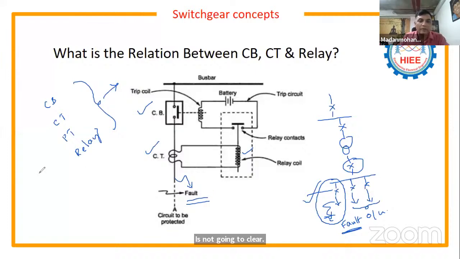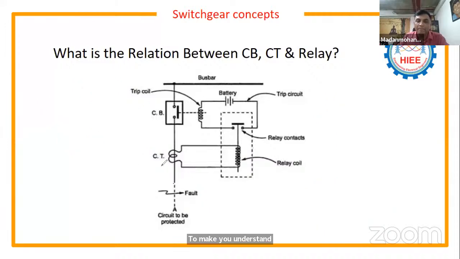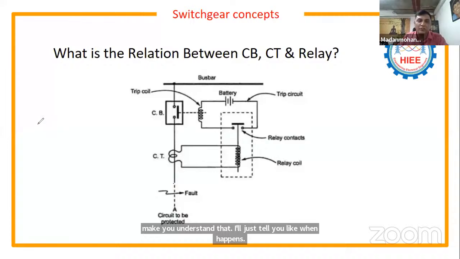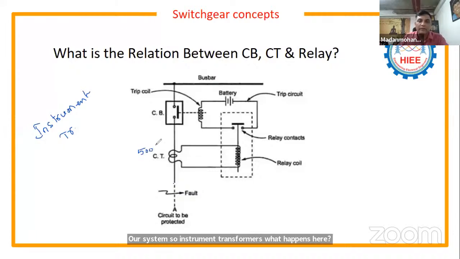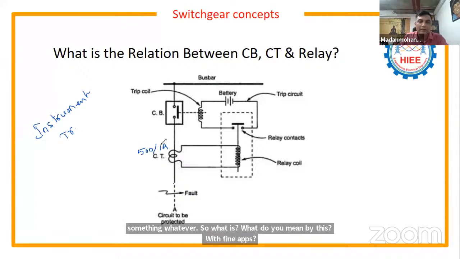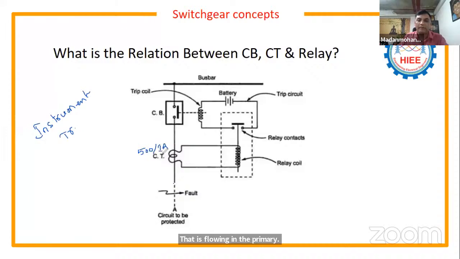Now, to make you understand that, when a fault occurs here, what happens? First, I told you instrument transformers play a major role in the electrical power system. So this is a CT. Your CT ratio will be like 500/1 amps or something. What do you mean by this? When 500 amps current is flowing in the primary, your CT will step down the current to 1 amp in the secondary winding.